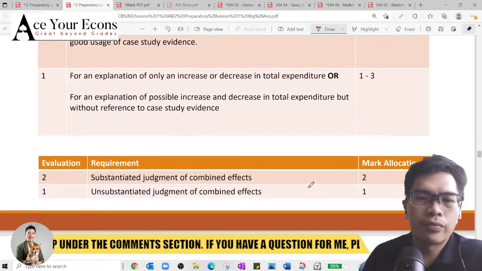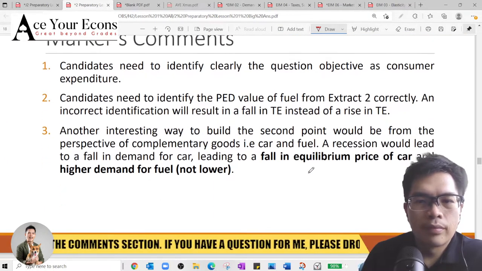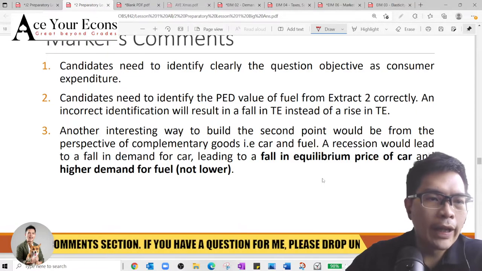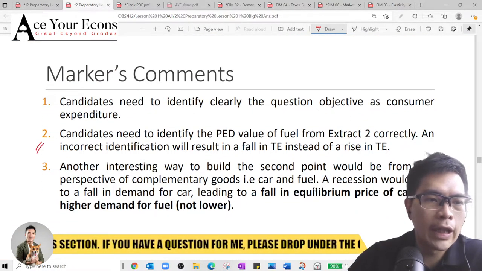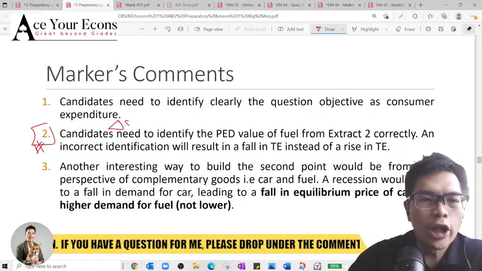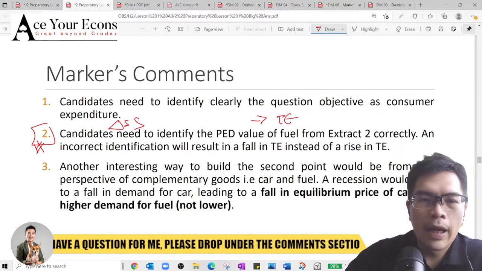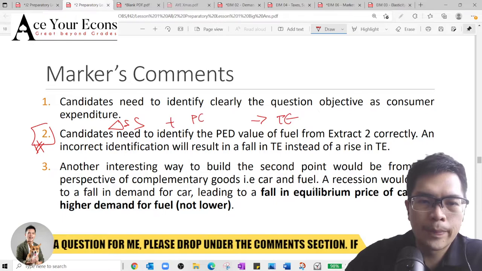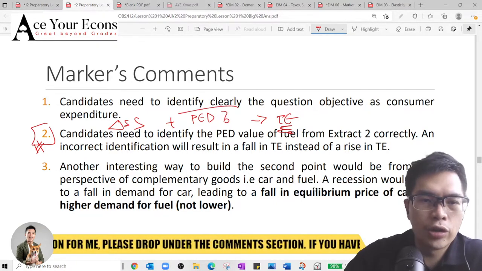Alright. So it's important to identify. I'm going to go through the markers' comments here. A lot of students did not identify PED. Very, very important. I've stated before, whenever there's a change in supply condition, you need to deduce total spending. Make sure you assume what is PED first. If not, you cannot get this. Must assume PED.